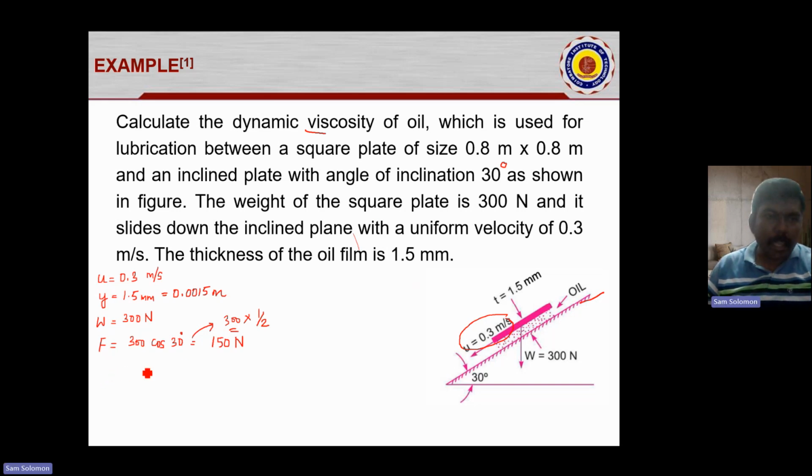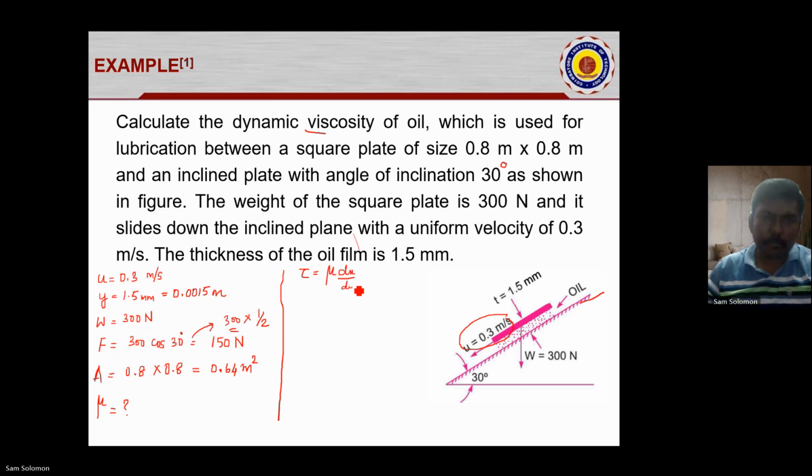And they have given you the area of the plate as well. Area of the plate is 0.8 by 0.8 meters squared. So 0.8 by 0.8 is 0.64 meters squared. So that is the area. And what they want us to find out is the dynamic viscosity of the oil. So they want us to find out the value of mu. What we know is the equation tau is equal to mu times du by dy. Or we can say mu times u by y.